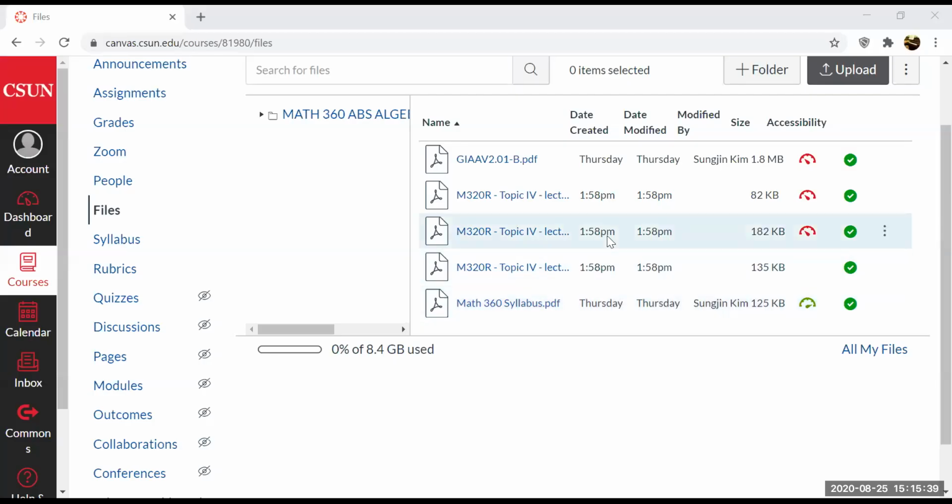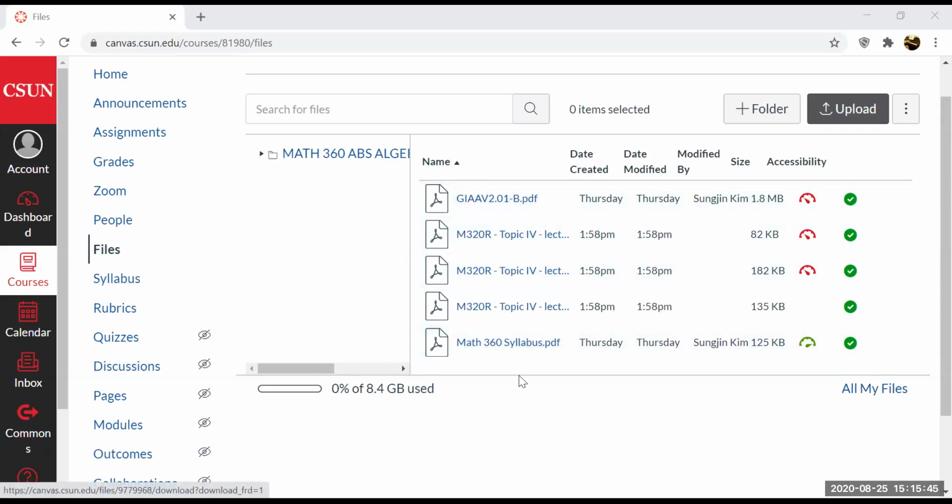Okay, so this is what you can see in the Canvas Files tab. Notice this Files tab is selected here. So this is the textbook, and these are the 320 review notes, and I covered the first one today. Did I do the second one also? Maybe. Yeah, you did. Yes, I did the first one and the second one today.